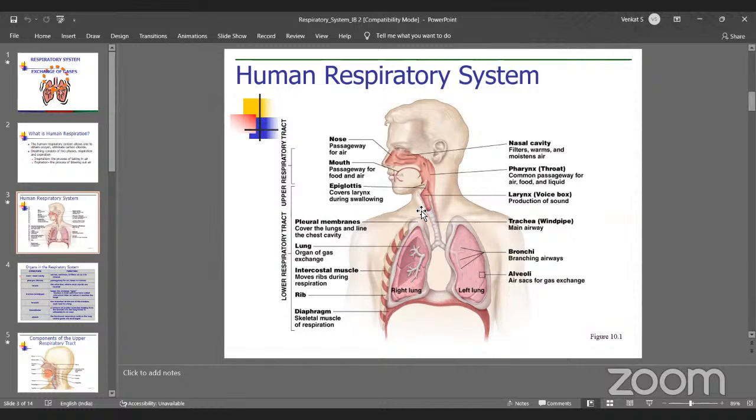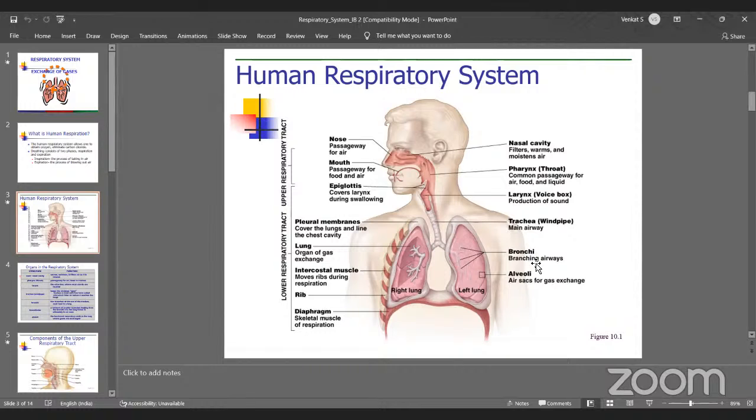The next one, this is the complete upper respiratory tract labeling. Then lower respiratory tract labeling. These are the pulmonary membranes. They cover the lungs and line the chest cavity. This is the trachea, windpipe, the main airway. The next labeling is lung, the origin of gas exchange. It is the place of alveoli.